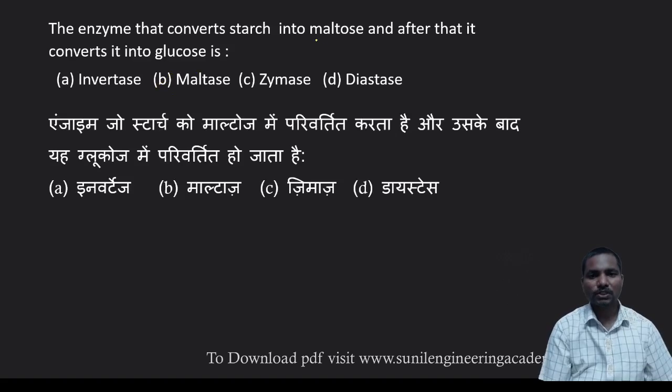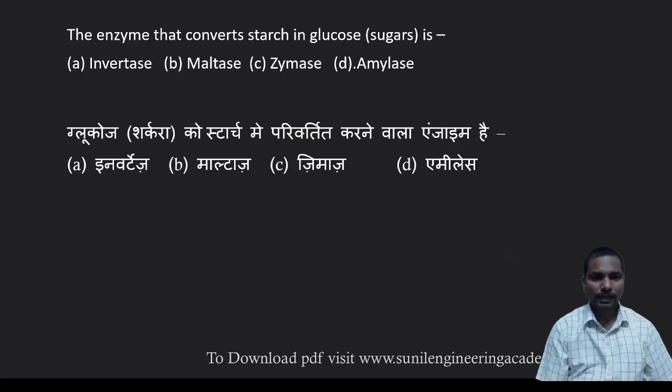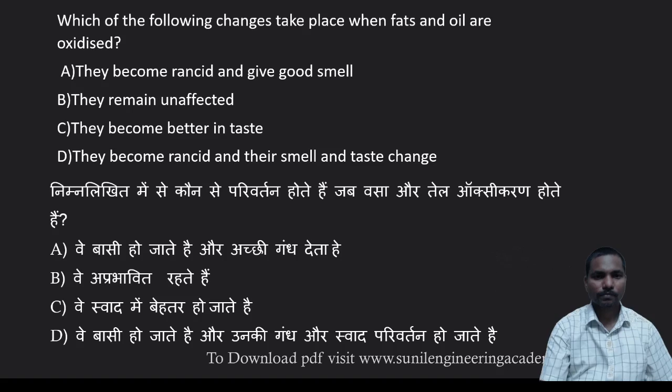The enzyme that converts starch into maltose, and after that it is converted into glucose, means it is done in 2 stages. 2 stages means diastase. So just remember it as 2. The enzyme that converts starch into glucose, or you can say simple sugar, is nothing but amylase. Starch into glucose is amylase.